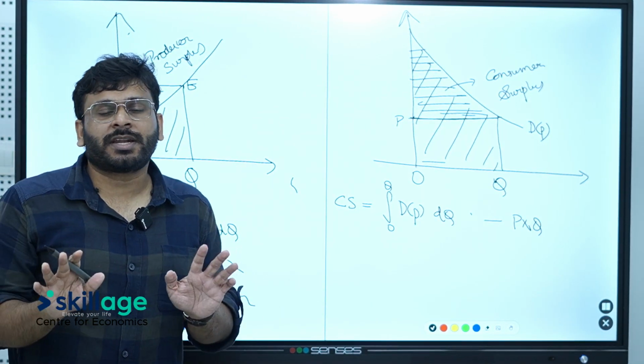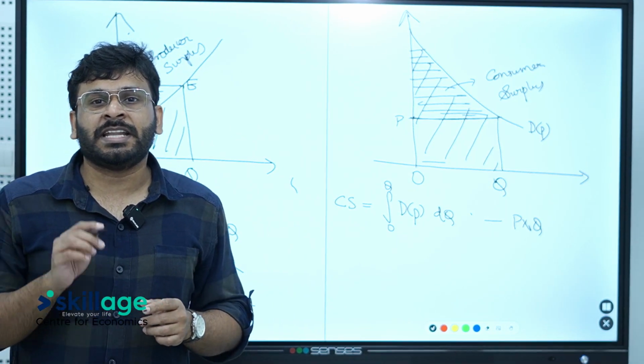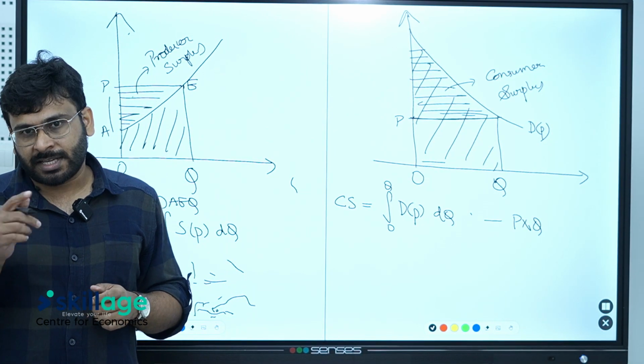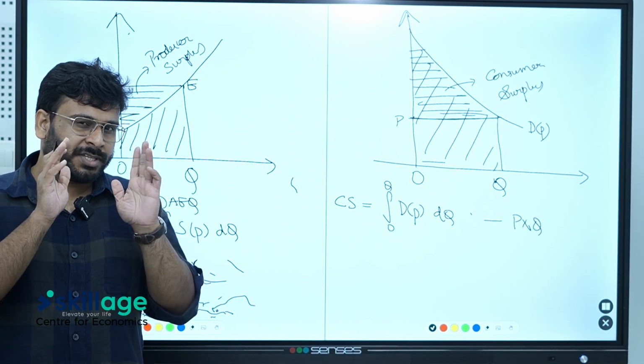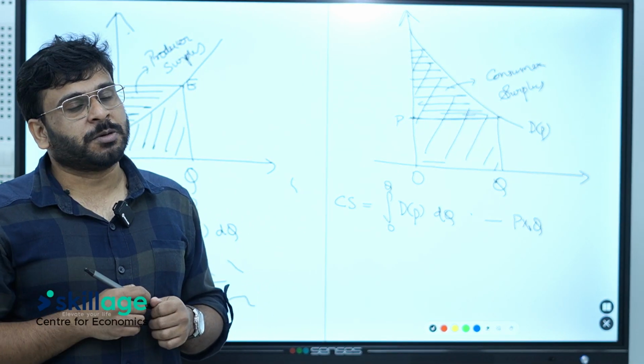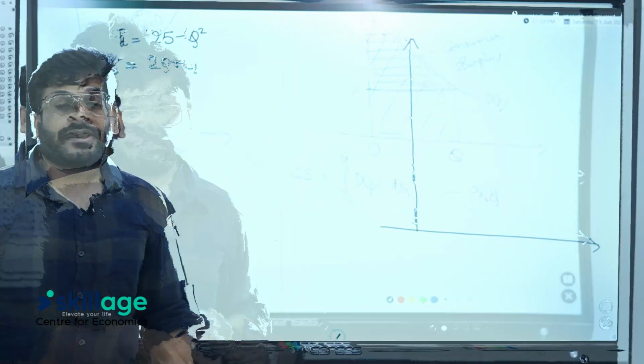Now usually we are not given the quantity and prices. What we are given is only a demand function and a supply function, right. In the coming example, what we will see is, if you are given just a demand function and a supply function, how are you going to find out the consumer surplus and the producer surplus? Let's have a look at the example, right.